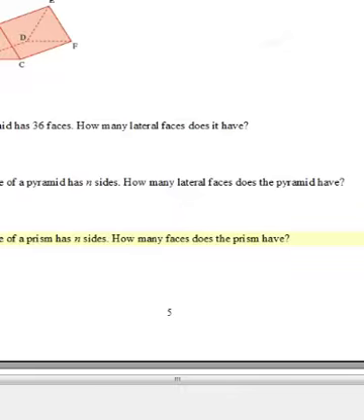Okay. So the base of a prism now has n sides. How many faces? Now, this isn't just lateral faces, it's how many faces total does the prism have. So similar, if the base of a prism has n sides, that means the prism has n lateral faces. But a prism also has two bases. So you have to include that in there. So it's 2 more than n. So we've got n plus 2 faces.